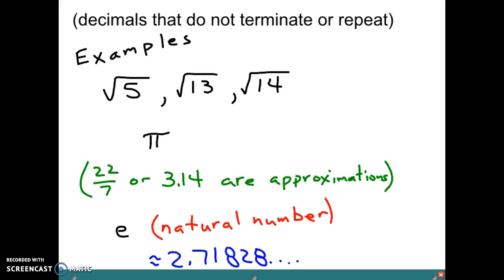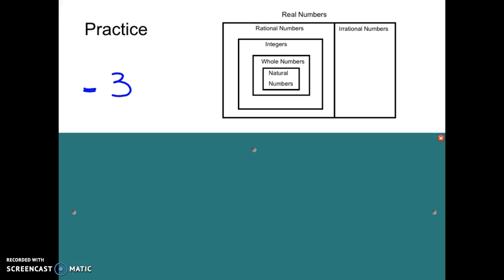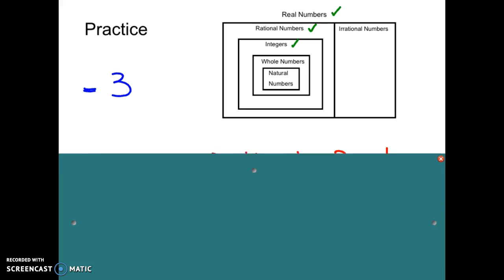As we go through the next couple slides, you may want to pause and try these examples out yourself. That's up to you. First, we're going to start with -3. I recommend the inside to outside approach. If you can find the smallest group it belongs to, then it will also belong to each subset that is bigger than it. -3 is an integer, so therefore it's also a rational number and a real number.